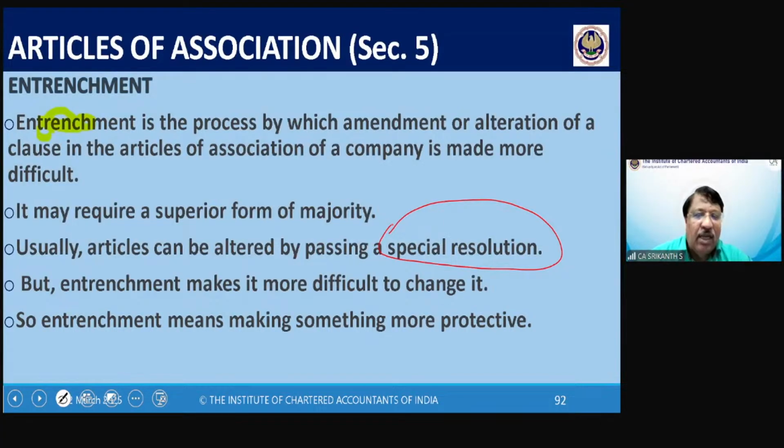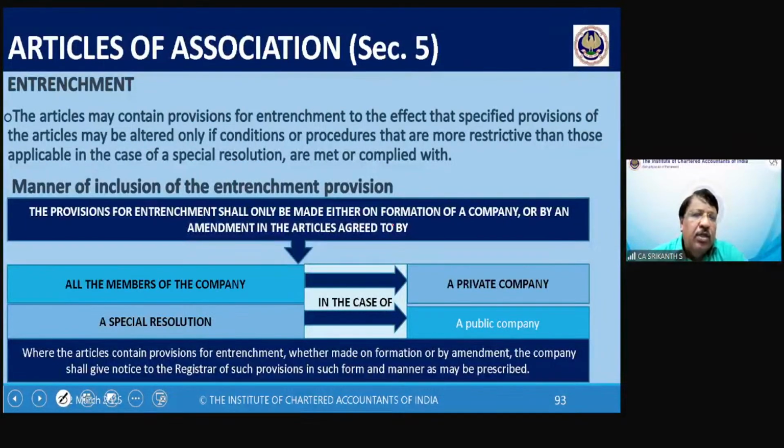Okay. So articles can be altered by passing a special resolution. But entrenchment makes it more difficult to change it. So entrenchment means making something more protective. Normally, special resolution is enough. So what they will do is they'll make provision for entrenchment in the articles by saying that specified provisions of the articles may be altered only if conditions or procedures that are more restrictive are complied with. Normally, special resolution. What is special resolution? You will find out and tell me. Now they want something tougher than that.